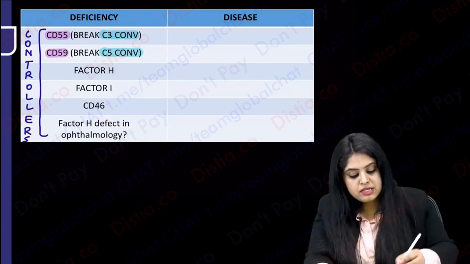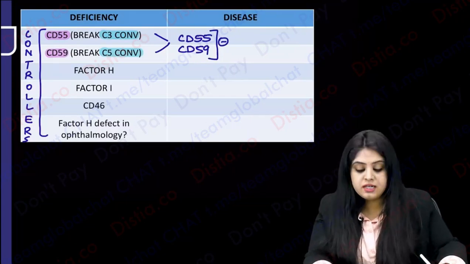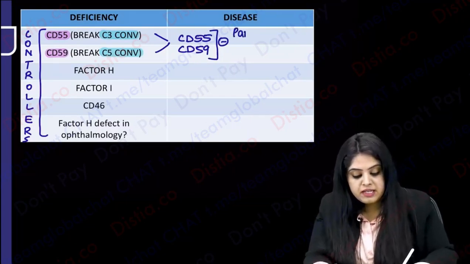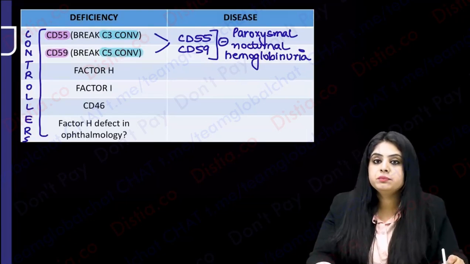But just imagine if CD55 and CD59 go missing, the controllers are gone. Does it remind you of any disease in the blood? There is a disease called PNH, which means paroxysmal nocturnal hemoglobinuria, that you have to know.